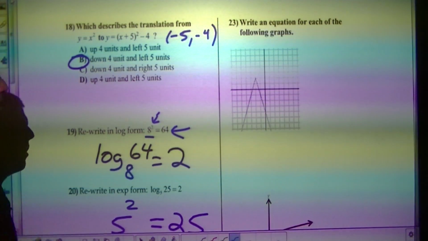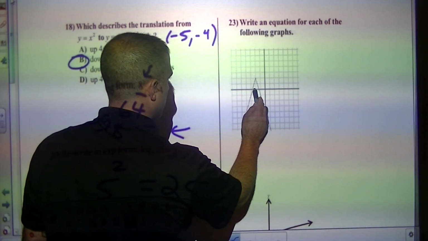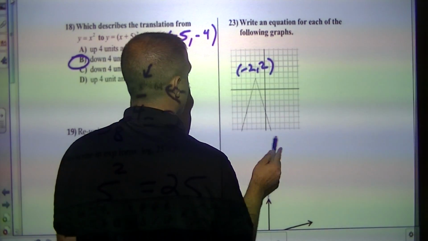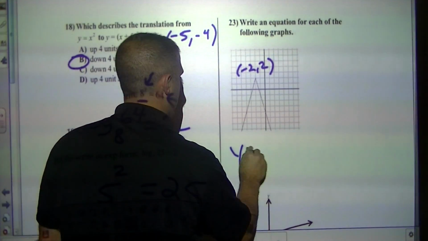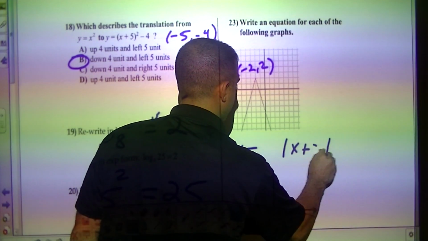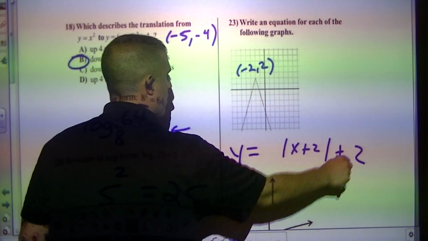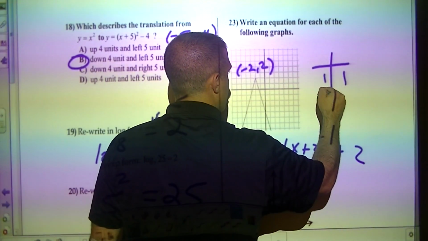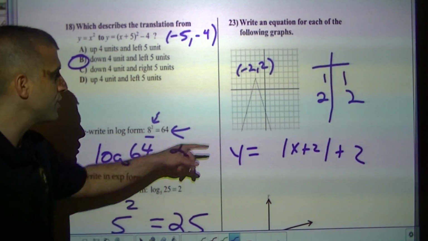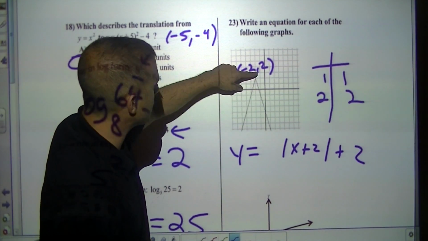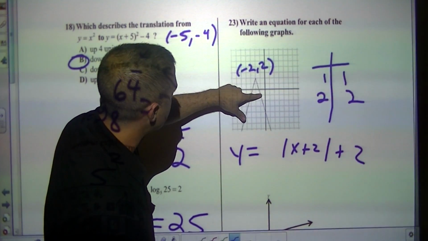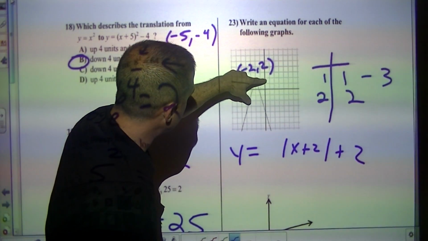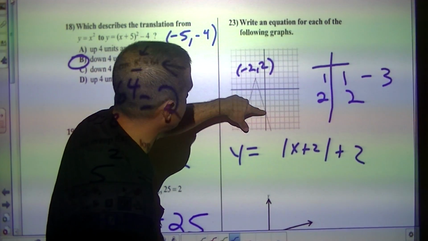Write the equation for the following. Okay, so that anchor point is (1, 2), (2, -2), okay? So with the absolute value, y equals |x + 2| + 2. Opposite on the inside, follow on the outside. Now, what you have to look at is what are the normal points? (1, 1), (2, 2). Now you probably only need that much. What happens? I go 1 right, now I actually have to go 1, 2, 3 down. If I go 2 right, I go 1, 2, 3, 4, 5, 6 down.